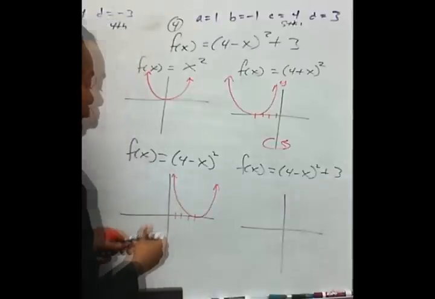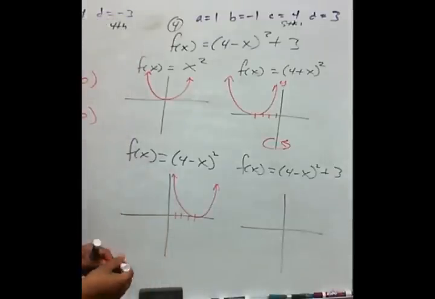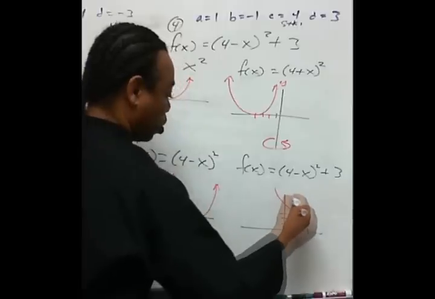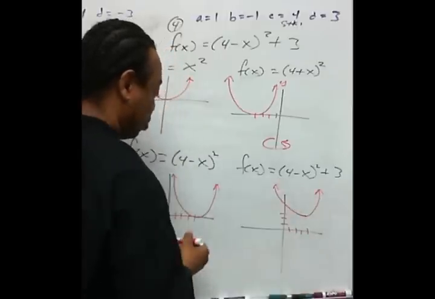And the d parameter, since it's positive, is going to raise the graph 3 times. So 1, 2, 3, 4, 1, 2, 3. And so this is our graph.